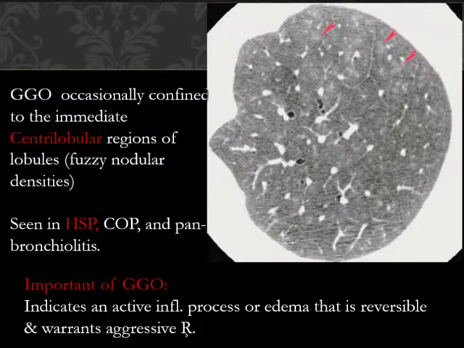Ground glass opacity is occasionally confined to the immediate centrilobular region of the lobule. They are just affecting the area in the lobule surrounding the bronchioles. At that time, they appear as ill-defined centrilobular nodules. Again, this is seen in hypersensitivity pneumonitis and cryptogenic organizing pneumonia. The importance of ground glass opacity is that it indicates that the process is active and there is active inflammation or edema, and it is reversible and needs aggressive treatment.